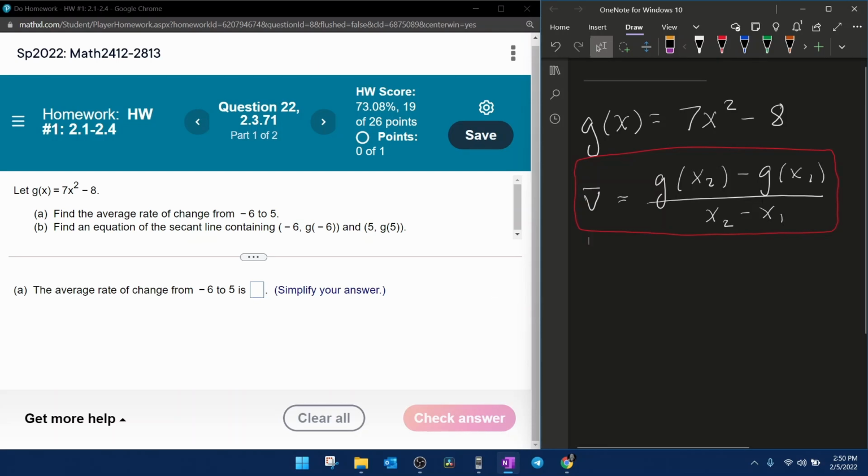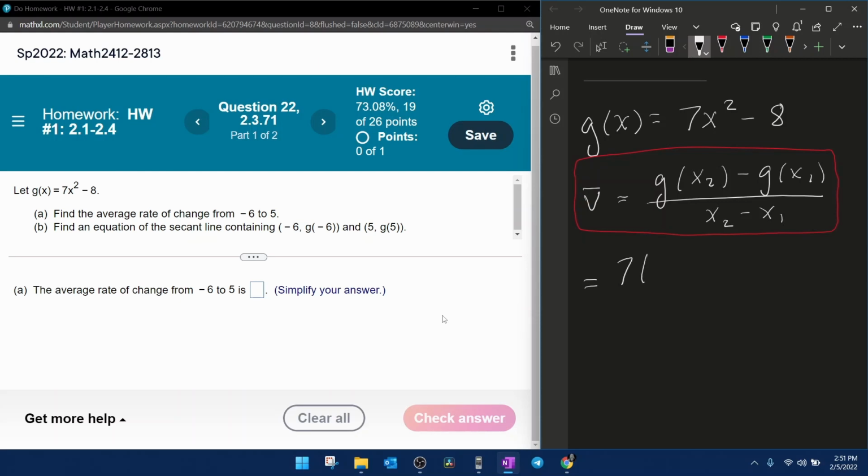In the red box here, I have written the formula for average rate of change, and that is the change in the y's divided by the change in the x's. Remember, f of x means y, so this would be y2 minus y1 over x2 minus x1, which basically is the slope. So to calculate this average rate of change, first we're going to have to evaluate the function at the second value of x, which is 5.